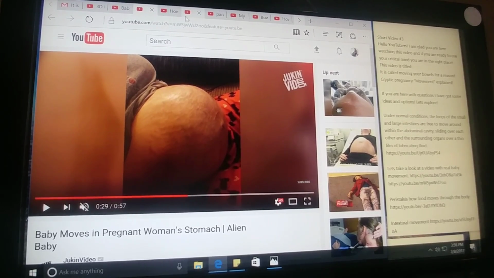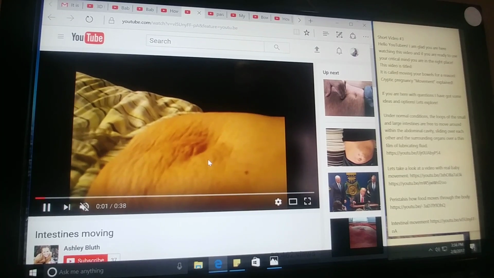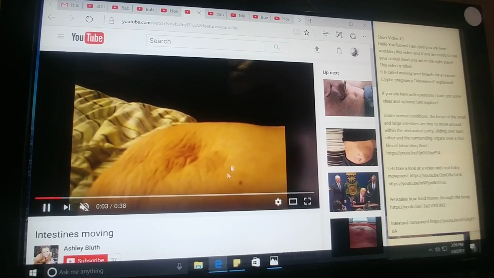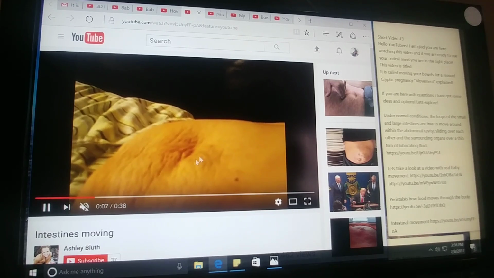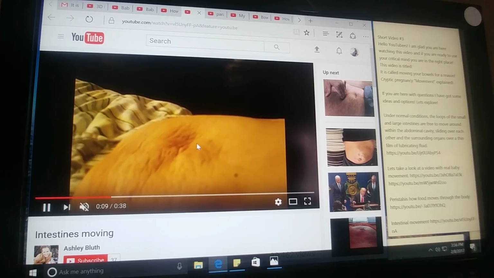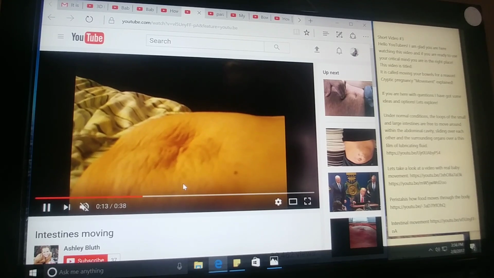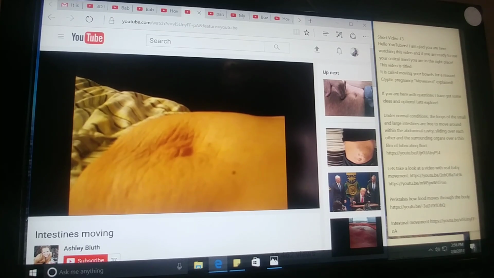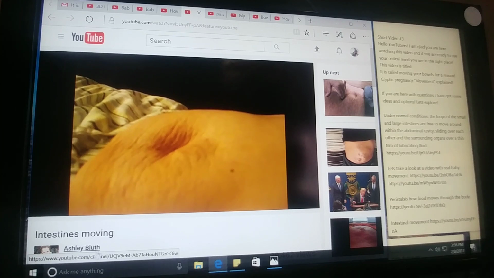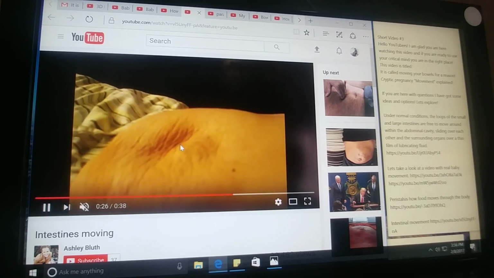So then let's take a look at some intestinal movement. Now this is just your intestines moving. These people are not pregnant. And this is just the intestinal movement from them digesting their food. You can see Ashley Bluth here entitles this video, Intestines Moving.